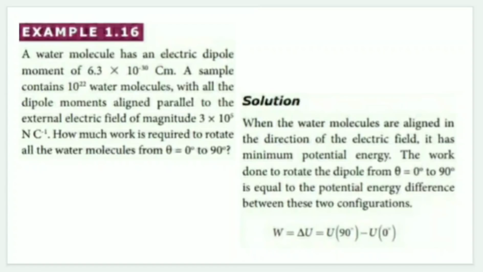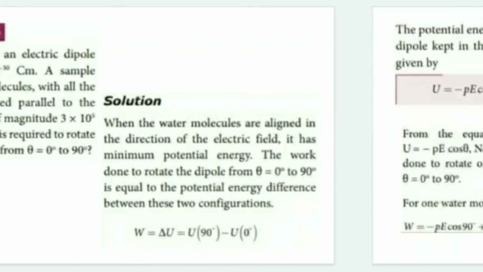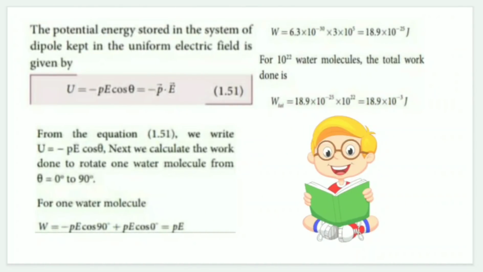Let us consider one water molecule for now. The work done is given by the formula delta U is equal to U of 90 degree minus U of 0 degree, because we have to move from 0 to 90 degree. U of 90 degree is 0, you know it already. The remaining thing is U is equal to minus pE cos theta, so minus pE cos 90 plus pE cos 0 degree, but cos 90 is 0 already. So it is simply going to be pE. What is p and what is E? It is given in the question. Just multiply them both, and you will get the final work done.